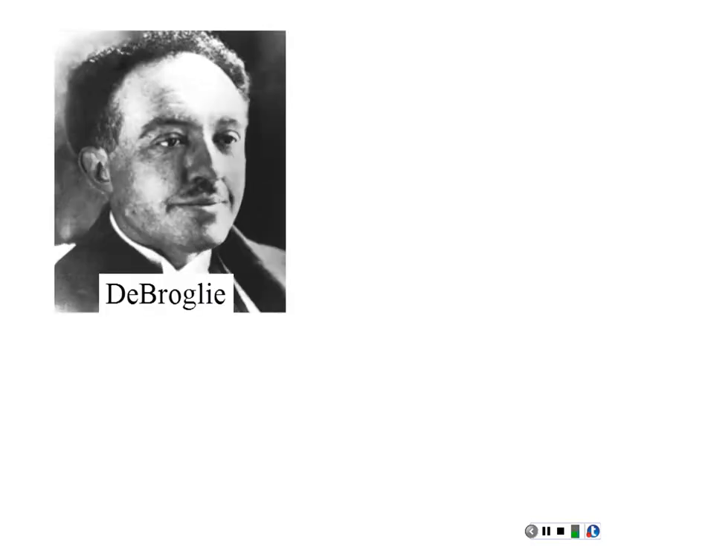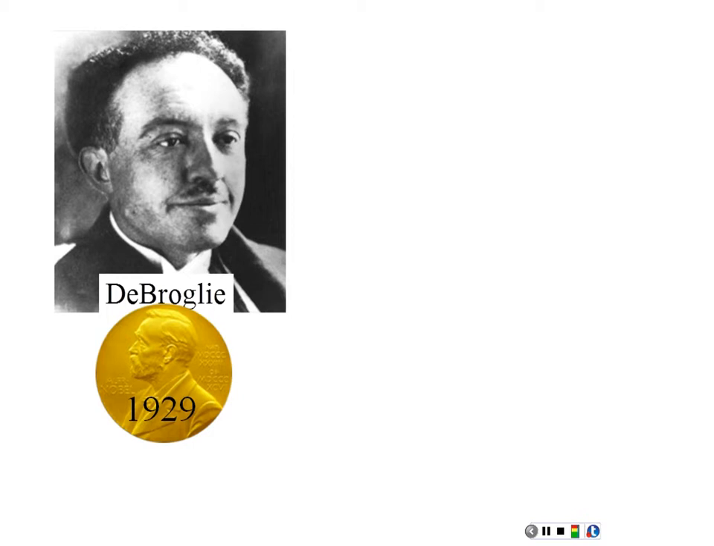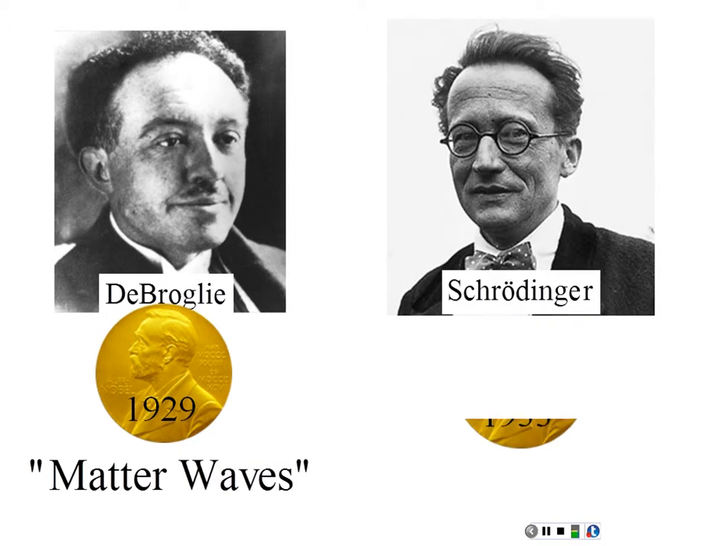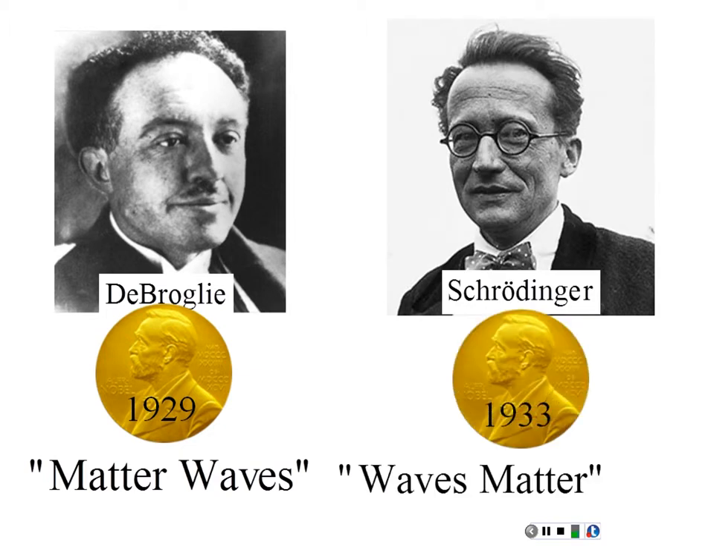So, since de Broglie received the Nobel Prize in 1929 for what he called matter waves, Schrodinger received the Nobel Prize in 1933 for proving that waves matter too. How about that?